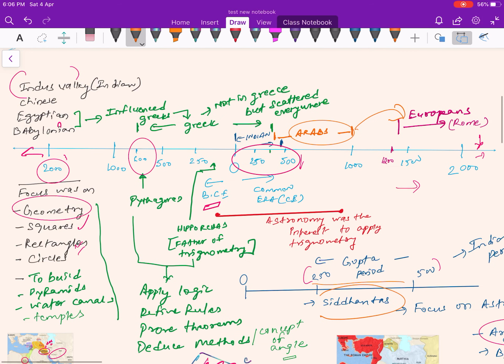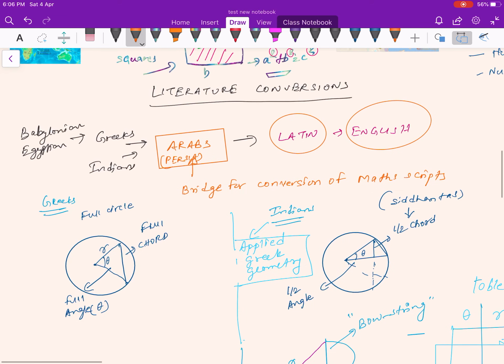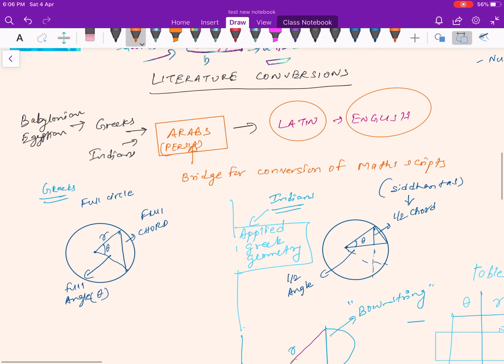If you take the time scale of this particular section, just here and here, the Greek and the Indian stuff, this portion that I'm boxing here, the Greeks were doing their own work and the Indians were doing theirs. By this time, geometry and the application of trigonometry were already prevalent. The Indians were trying to apply the Greek geometry, and the Greeks were using a circle for a lot of astronomical work, as I said, to study astronomy.